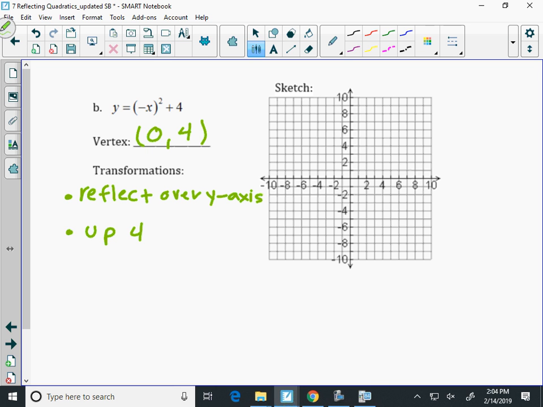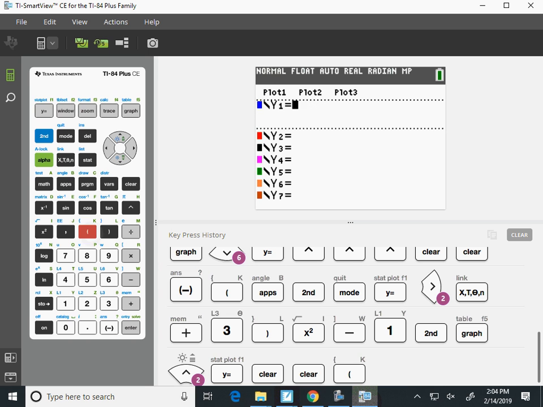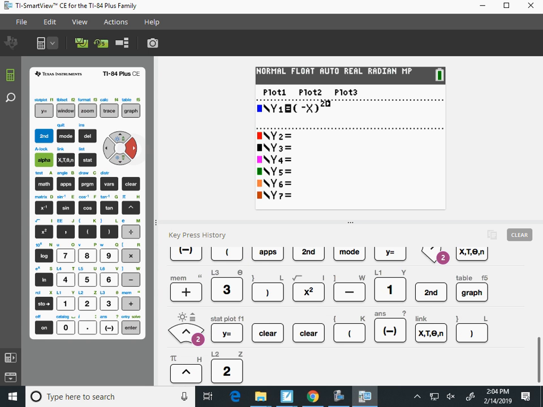So let's go to y equals. And the reason why it opens up is because the negative's on the inside. So that doesn't change the way it opens. If the negative's on the outside, that flips it down or back up.